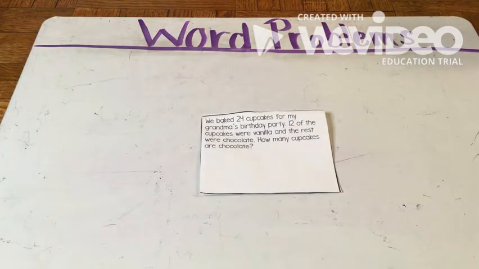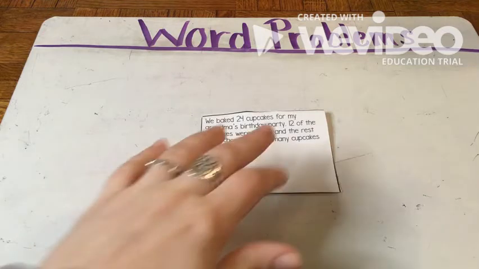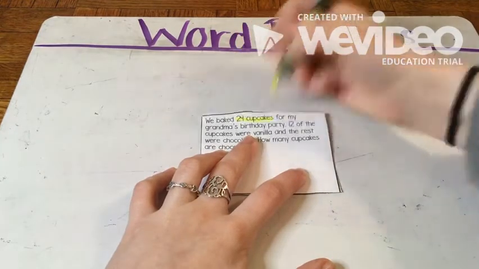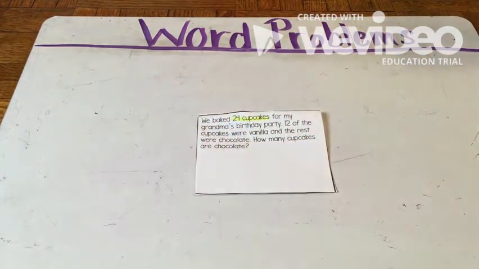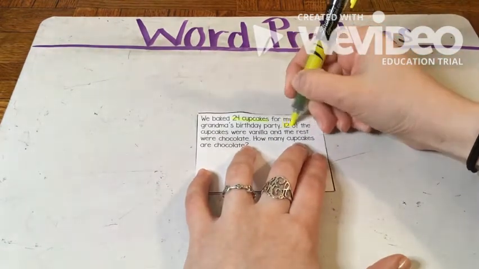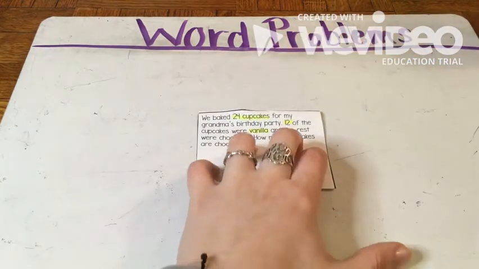So remember, the very first thing that I want to do is highlight my numbers in my word problems, so that I know what I'm working with, because there are so many words that sometimes the numbers can get lost. So I'm looking at 24 cupcakes. So that means we have a total of 24 cupcakes. Then 12 cupcakes are vanilla. So I'm going to do 12 and just vanilla.